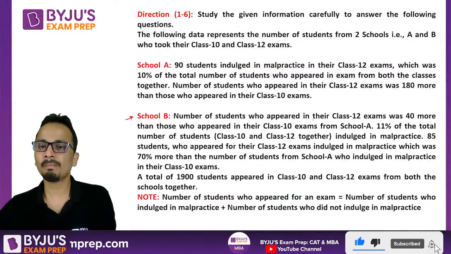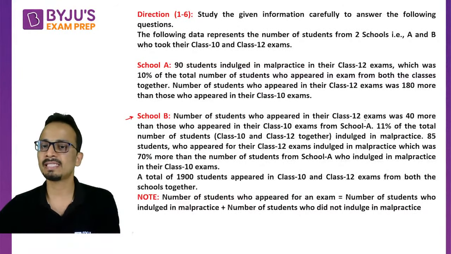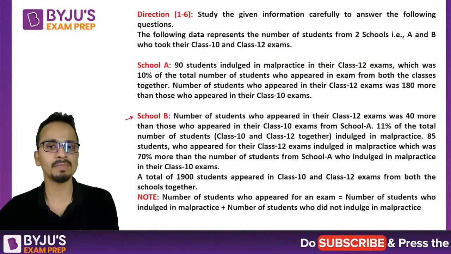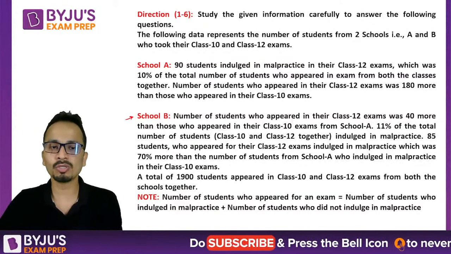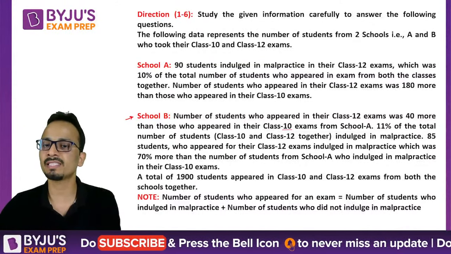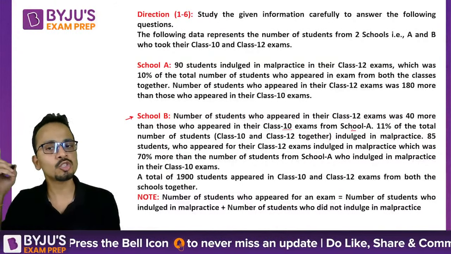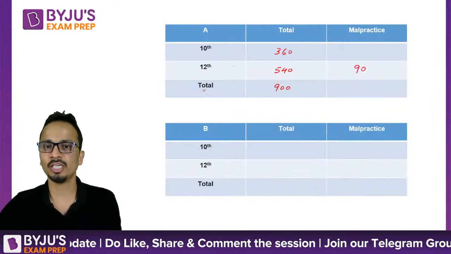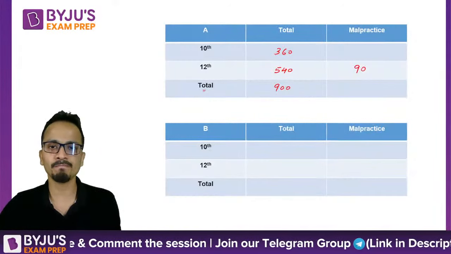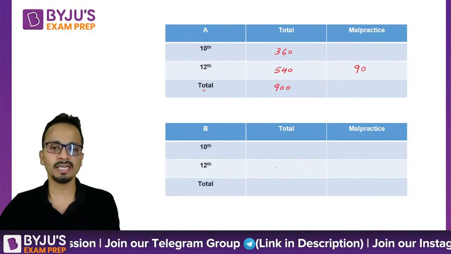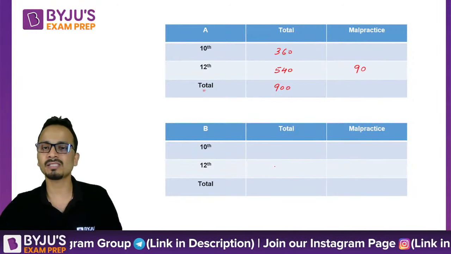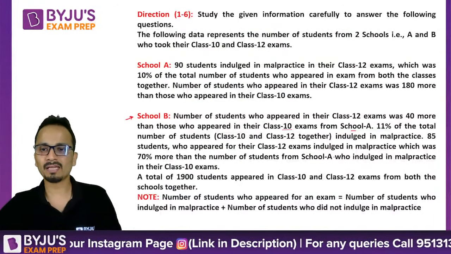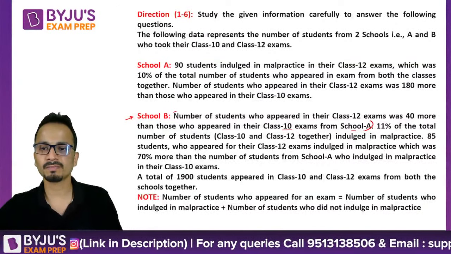Number of students who appeared in class 12 exam was, so school B की बात हो रही है. School B में 12 class में exam में जो appear हुए थे was 40 more than those who appeared in class 10 exam from school A. So class 10 school A में जितने appear हुए थे, class 12 school B में इससे 40 ज्यादा होना चाहिए. So 360 was the number for school A. So for 12th standard in school B, it will be 360 plus 40, that is 400. All right. Moving back, I'm done with the first statement.